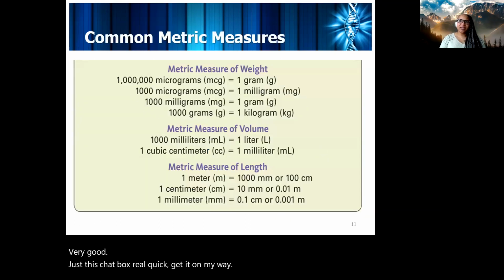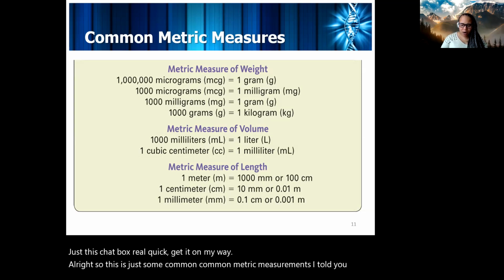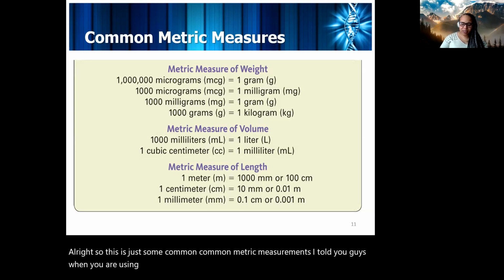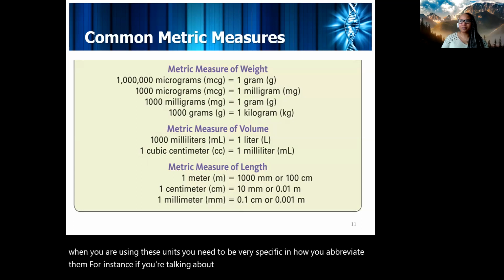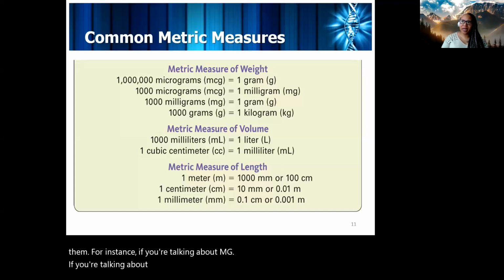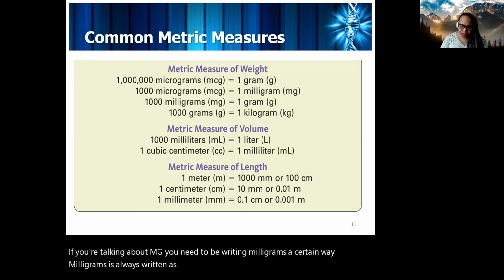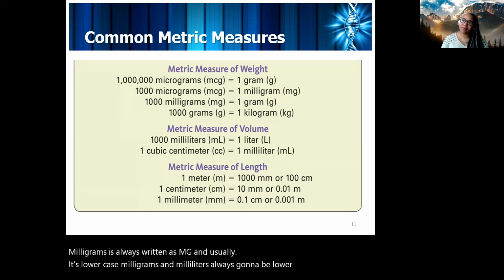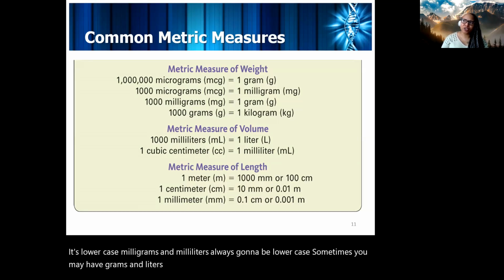All right, so this is just some common metric measurements. I told you guys, when you are using these units, you need to be very specific in how you abbreviate them. For instance, if you're talking about milligrams, you need to be writing milligrams a certain way. Milligrams is always written as mg, and usually it's lowercase. Milligrams and milliliters always going to be lowercase. Sometimes you may have grams and liters, either with a capital G or a capital L.